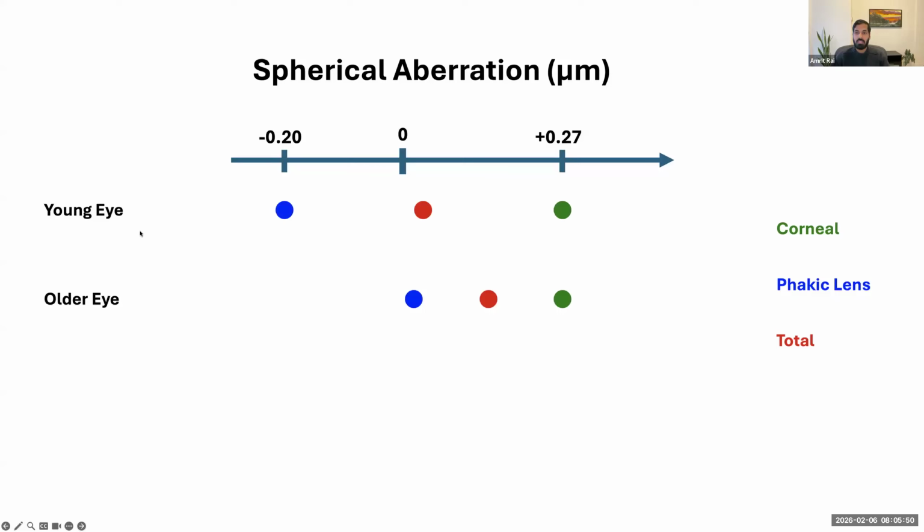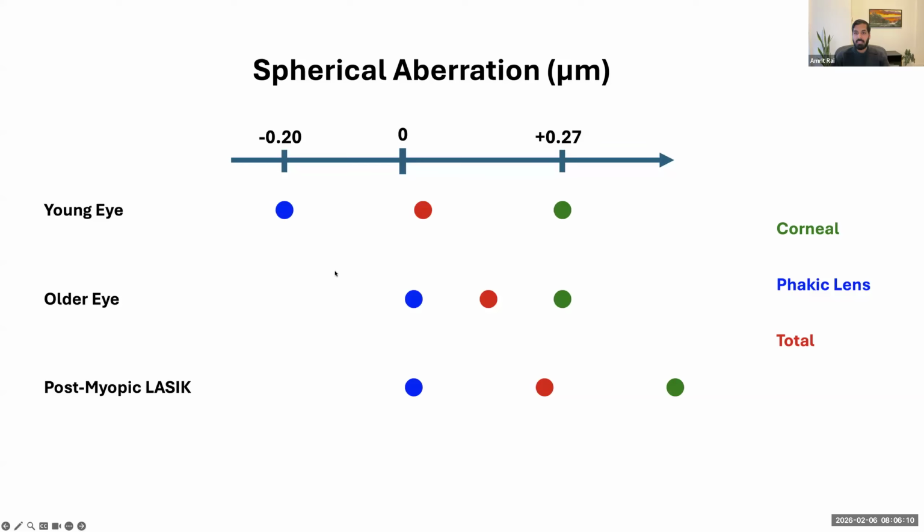As patients age, we can see that the corneal spherical aberration stays the same, but the phakic lens starts to develop more positive SA, which drives the total SA of the eye more positive. And there is some benefit to this because it coincides with the incidence of presbyopia, and we know that having some positive SA can actually increase the depth of field.